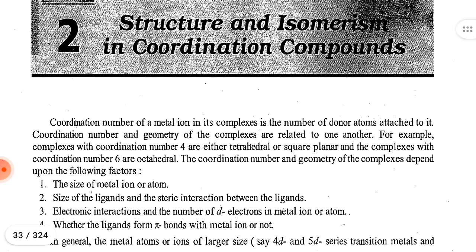For example, complexes with coordination number 4 are either tetrahedral or square planar, and complexes with coordination number 6 are octahedral. The coordination number and geometry of the complex depend upon the following factors. Number 1, the size of the metal ion or atom. Second, the size of the ligand and the steric interaction between the ligands. Third, electronic interactions and the number of d electrons in the metal ion or atom. Fourth, whether the ligand forms pi bonds with the metal ion or not.